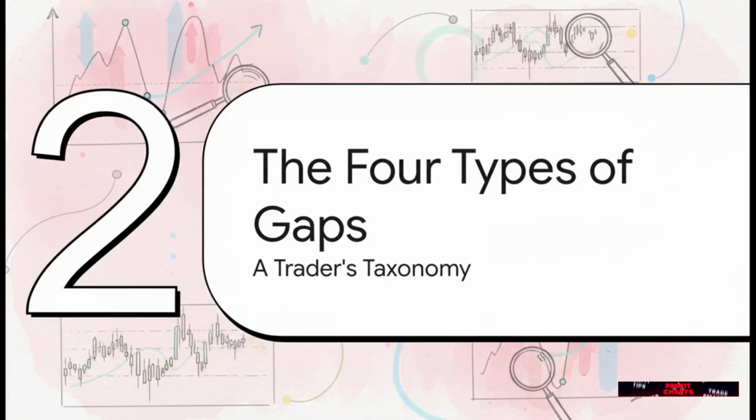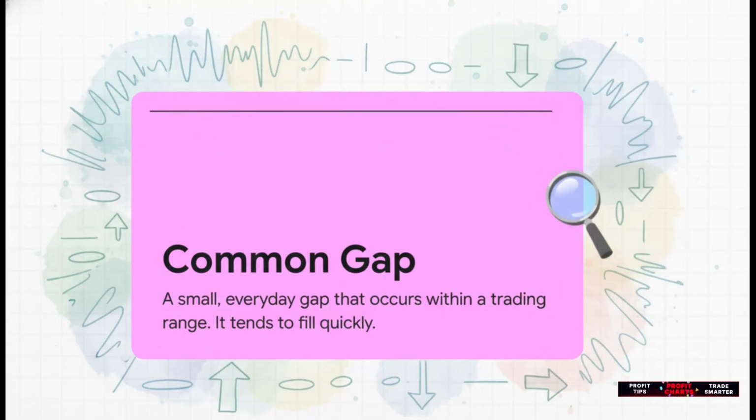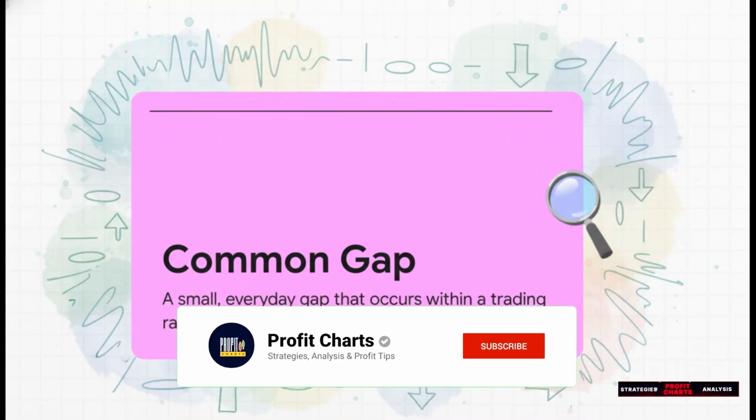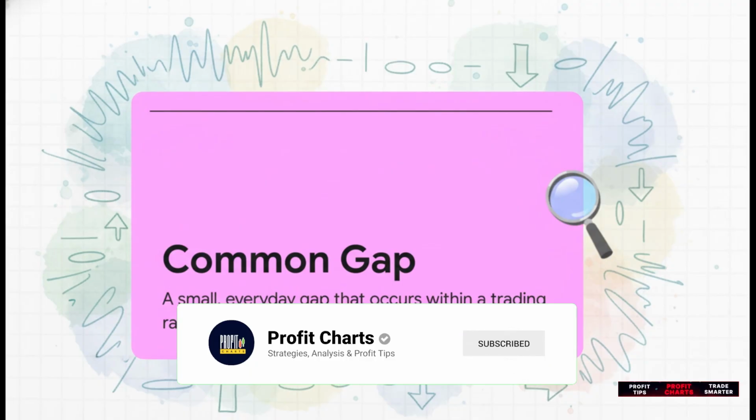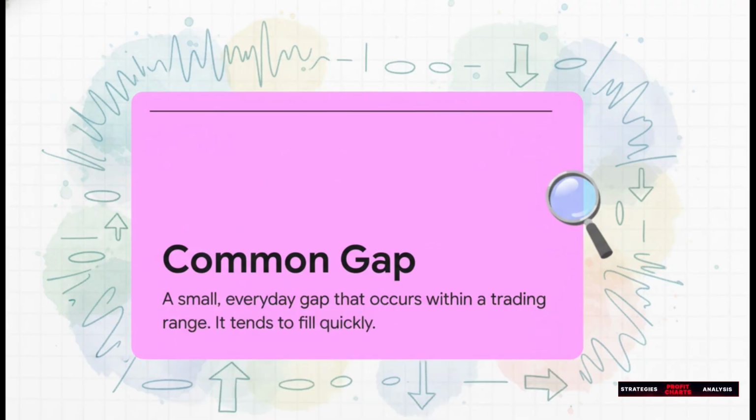All right, so now we know what a gap is. Let's get a little more specific, because not all gaps are created equal, not by a long shot. If we can identify which of the four main types we're looking at, we can get a much better idea of what the market might be planning to do next. First up, we have the common gap. Honestly, you can just think of this as market noise. It's usually pretty small, it happens inside a sideways trading range, and it almost always gets filled pretty quickly. For most traders, these are not strong signals to trade. It's actually more important to just recognize them so you know to ignore them.